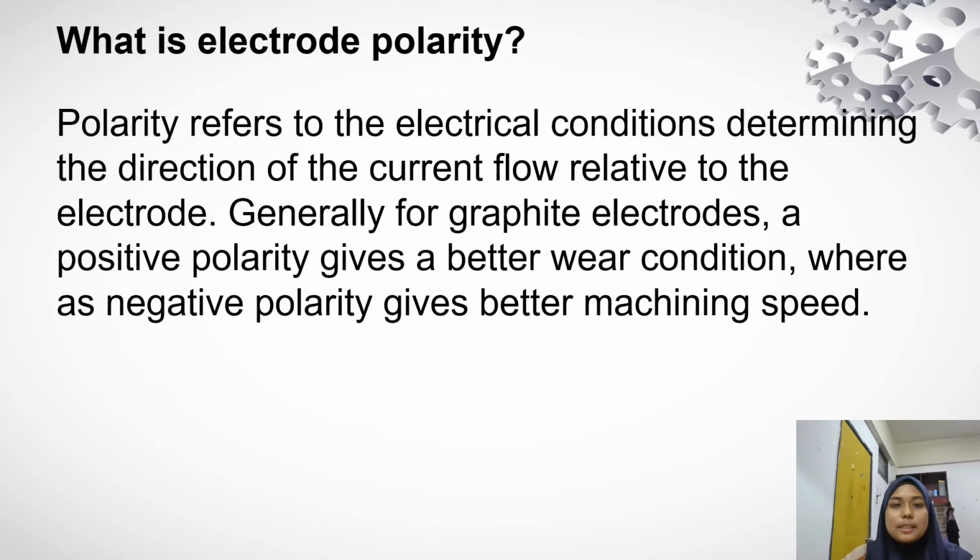Hi, my name is Shazrin Natasha binti Uzi, 15 DKM 21F1043. What is electrode polarity? Polarity refers to the electrical condition determining the direction of the current flow relative to the electrode. Generally, for graphite electrodes, a positive polarity gives a better wear condition, whereas negative polarity gives better machining speed.